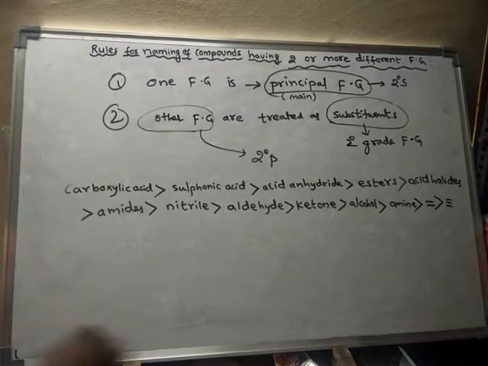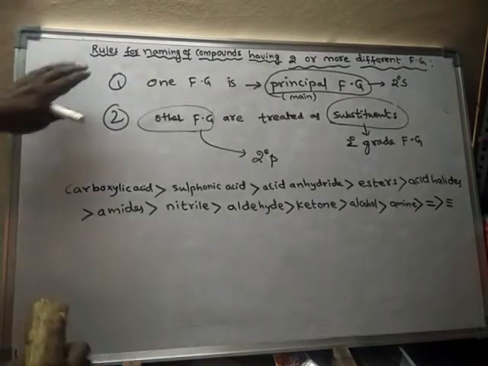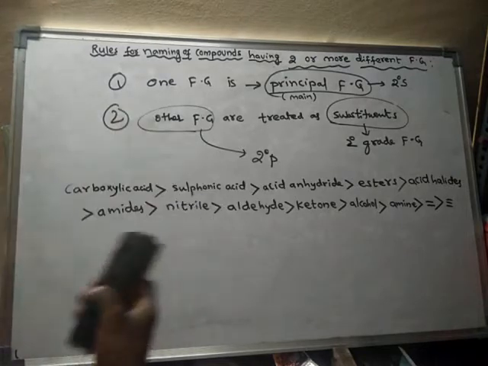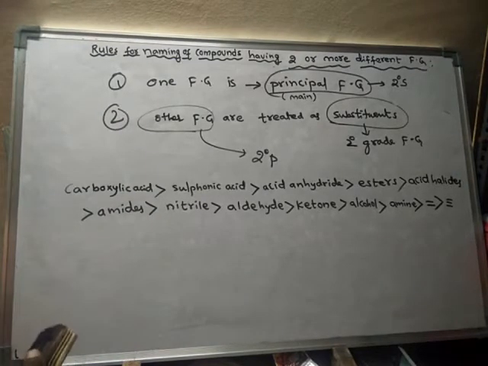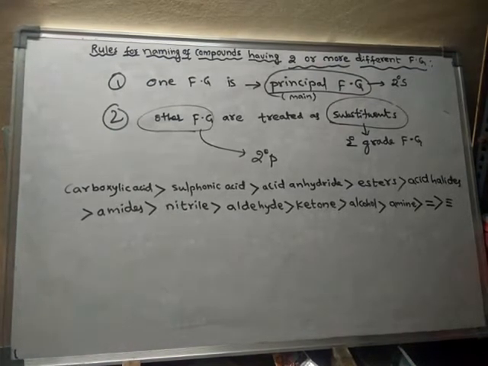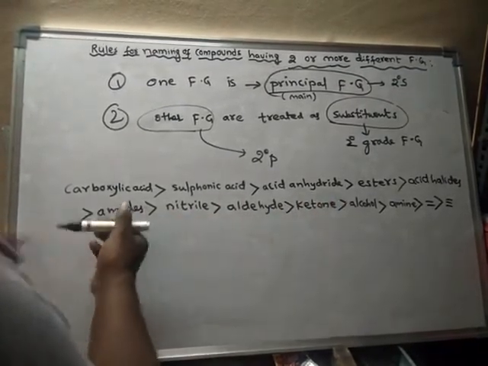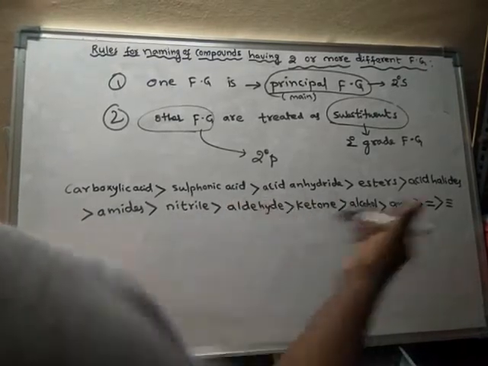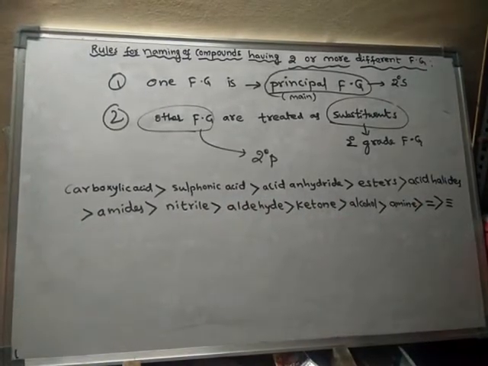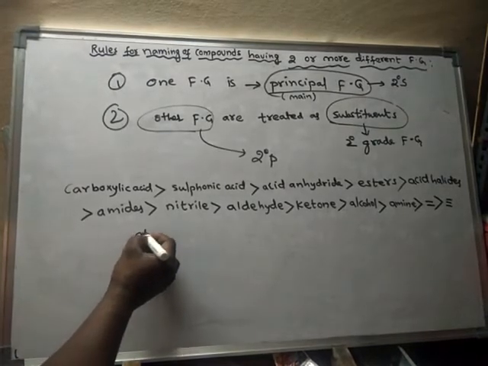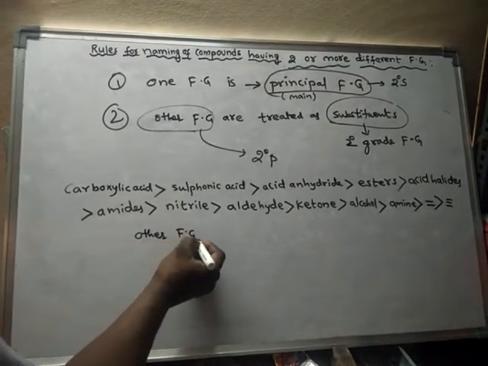So like this. Okay, so that means if two or more different functional groups are present, then we have to give priority. If we have only one functional group, it is treated as the principal functional group, and other functional groups are treated as substituents. Okay, so this is the order of functional groups, and there are some other functional groups also, like other functional groups are also present.